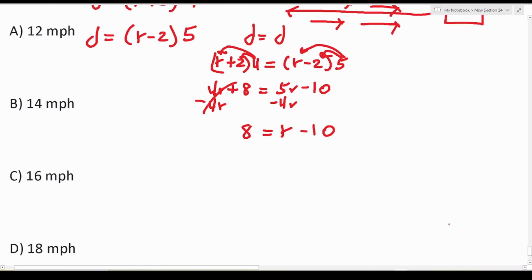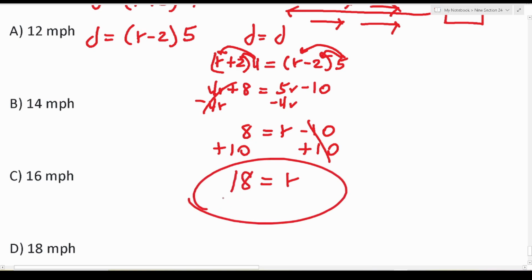And to finally get r by itself, let's add 10 to both sides. This crosses out here, leaving you with r equals 8 plus 10, which is 18. Again, this r represents the speed of the barge in still water. And as we can see, r is 18. So the answer to this one is 18.